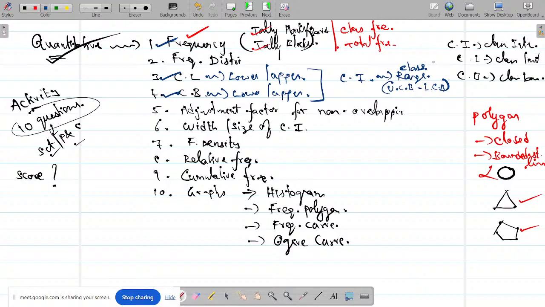Still, frequency distribution is not over. The second one is still pending. Okay. Shall I take over?